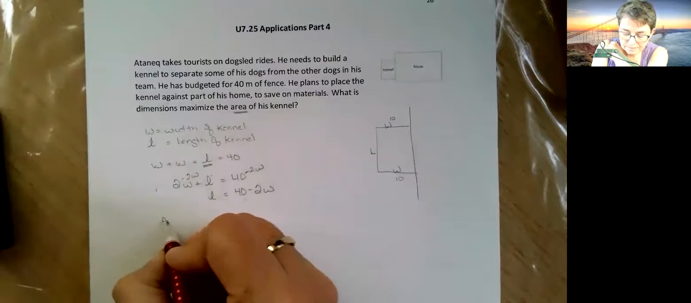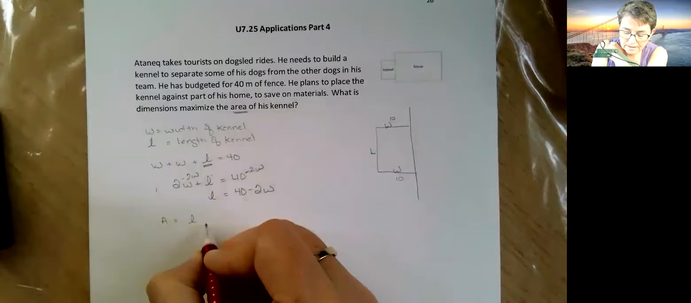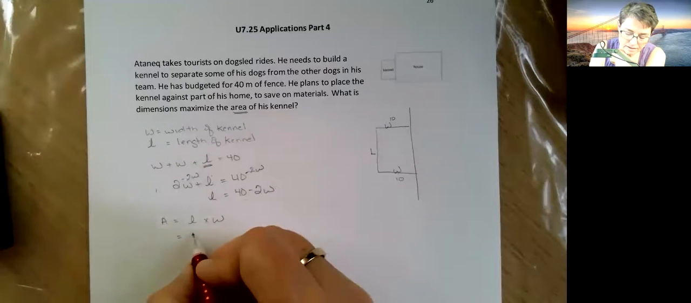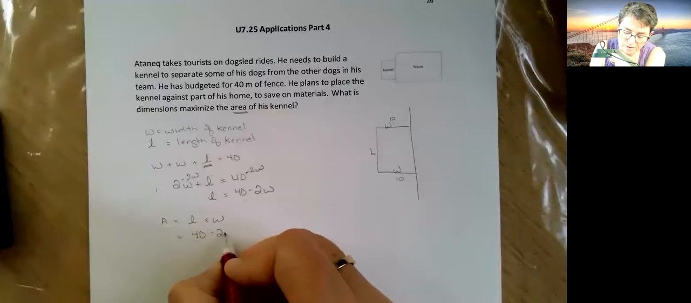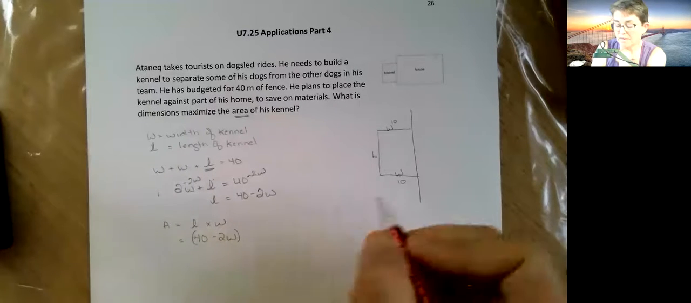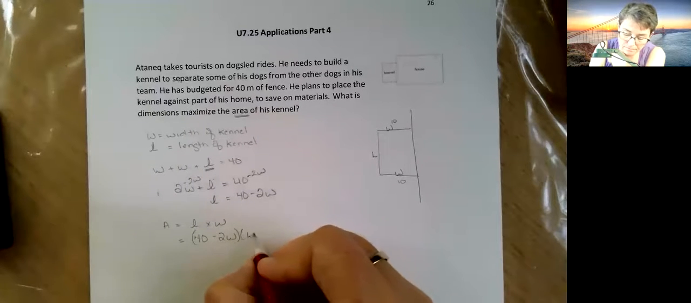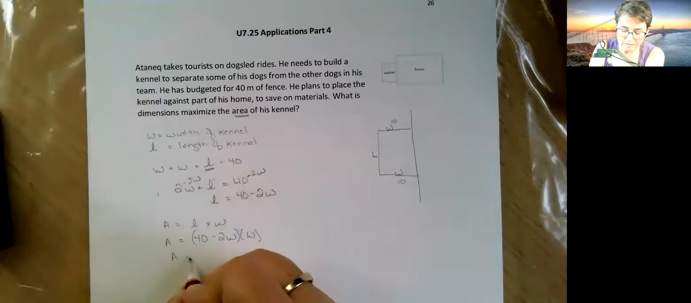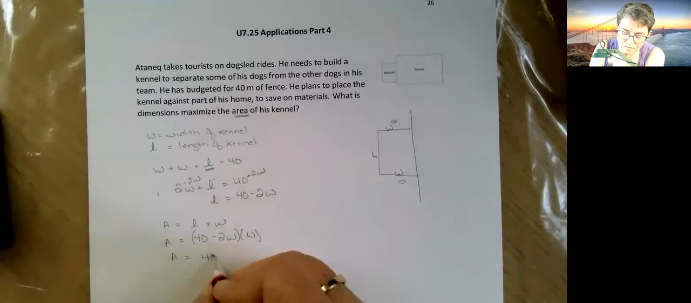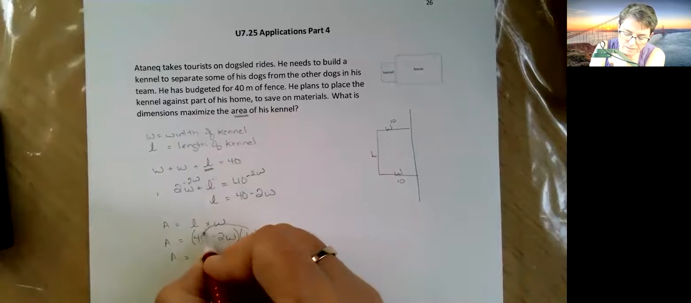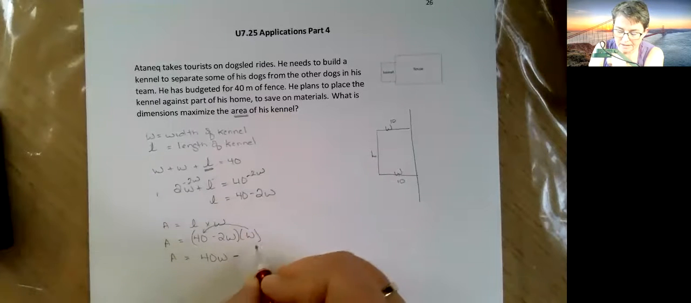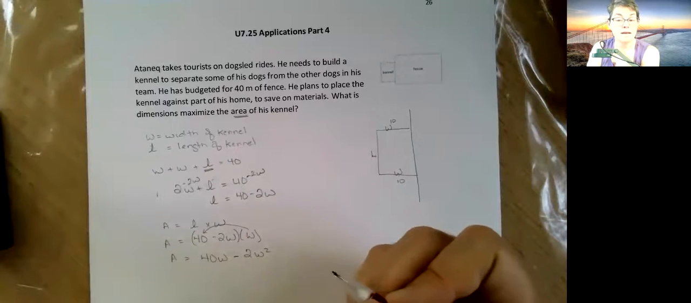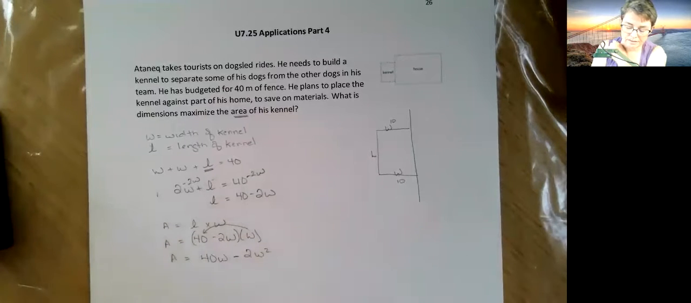Now we can do the area. Is length times width. And so my length is 40 minus 2W. And my width is just W. So we're going to multiply through. So 40W, right? It's kind of backwards distributing here. Minus 2W squared. Aha. Now we're starting to look like a quadratic.